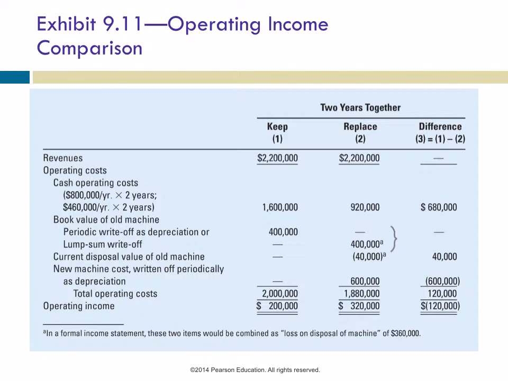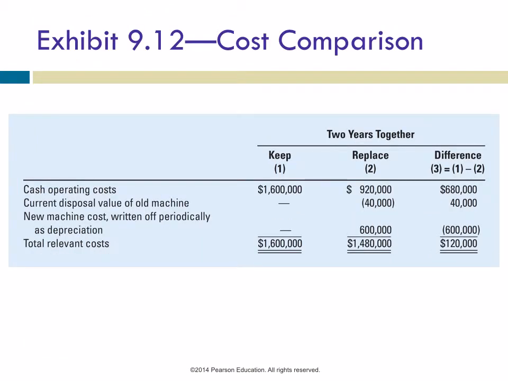So you see the difference there is going to be $120,000, and that shows you that you would have $320,000 as operating income from the replacement equipment versus $200,000 as operating income under the current equipment. If we just look at the relevant costs, the difference is $120,000, with the lower relevant costs being for the new equipment.